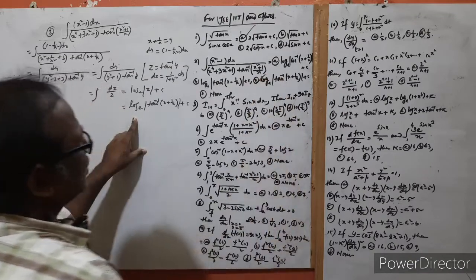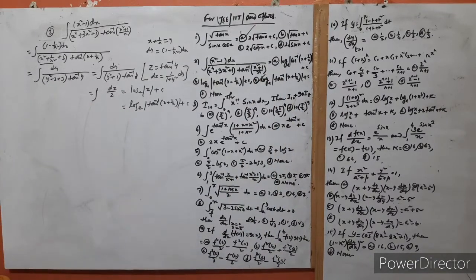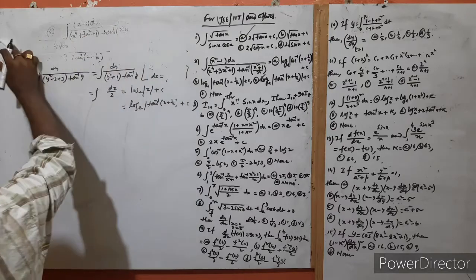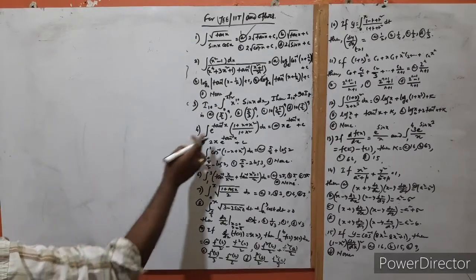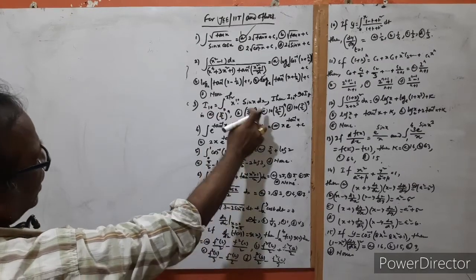This is c. Okay, so I think all of you understood. Very interesting question. And now for the third. Now see for third, this is I_10, the integral of x^10 sin x dx.